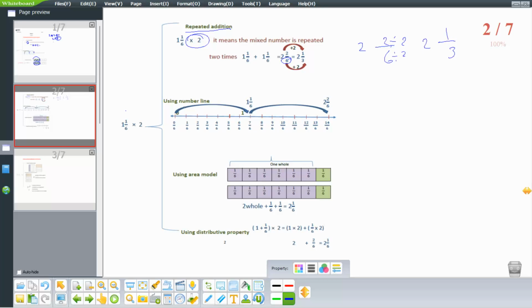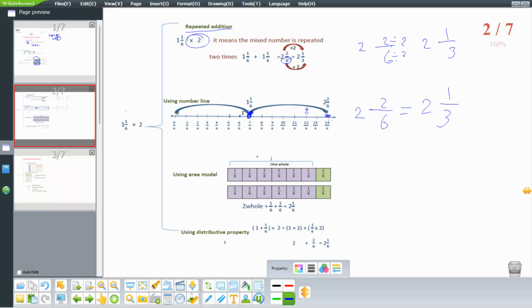If I use the number line, 1 and 1 over 6 means 1 here and 1 over 6 here. This is the first. Then we move the same steps again, which are 7 steps, 1, 2, 3, 4, 5, 6, 7. Till here, it means 1 over 6, 2 over 6, 3 over 6, 4 over 6, 5 over 6, 6 over 6, which is 2 here. And here will be 2 and 2 over 6. By simplifying, it will be 2 and 1 over 3.